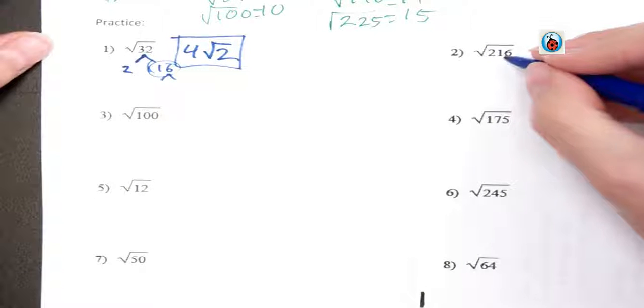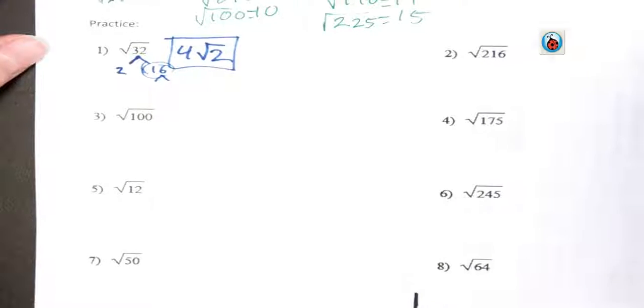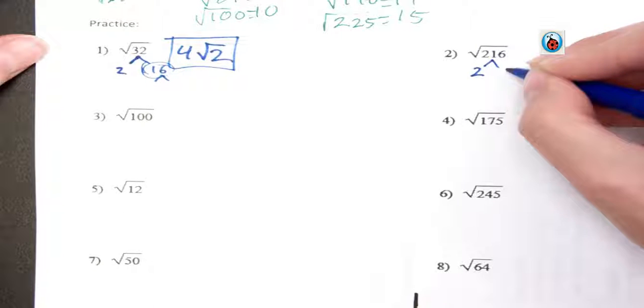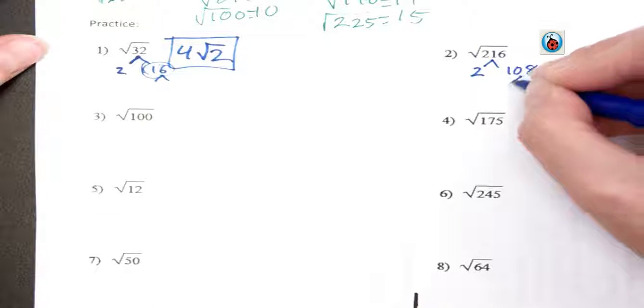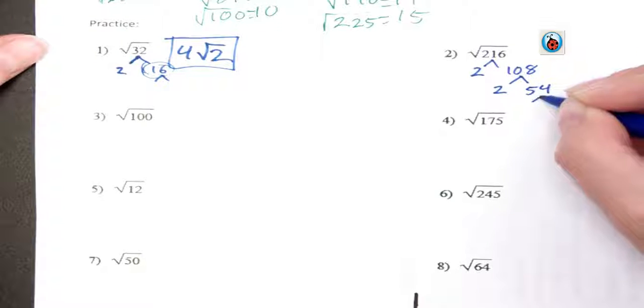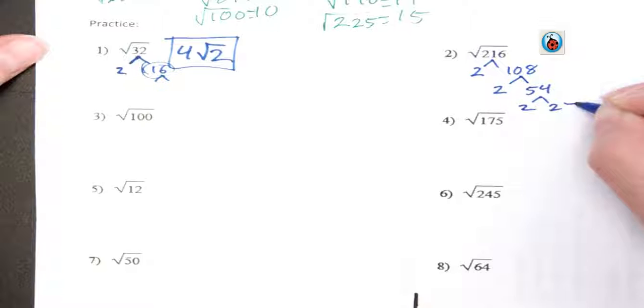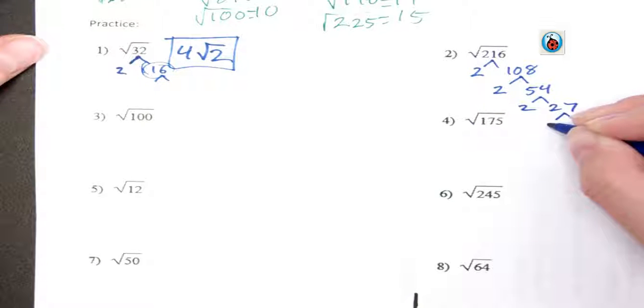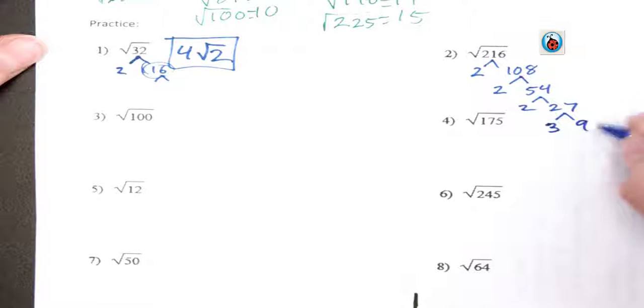Next one, this is a really big number, so I would use a calculator to help. If you divide by 2, it becomes 108. 108 divided by 2 is 54. 54 divided by 2 is 27. 27 can't divide by 2, but it divides by 3 and 9. 9 is one of those perfect squares. It goes down to 3 and 3.